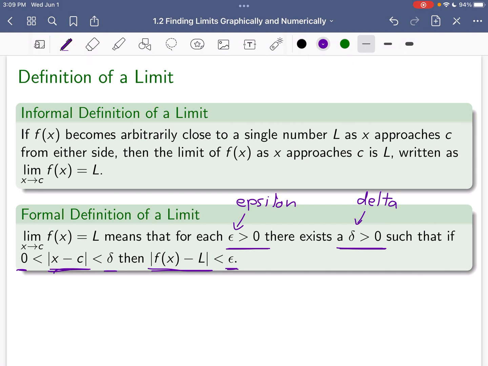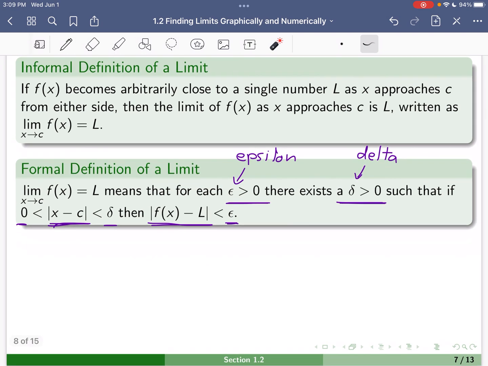So what that's saying is, this absolute value is a distance, the distance between x and c. If it's more than 0, but less than some value delta, and we'll think about delta being really small, then we can guarantee that the distance between f of x and L is less than some number epsilon. So how close do you want to be? Well, pick that number epsilon, and I will be able to tell you some value of delta that will say, as long as we're within delta units of c, I will guarantee you the function will be within epsilon units of L. That's the formal definition.